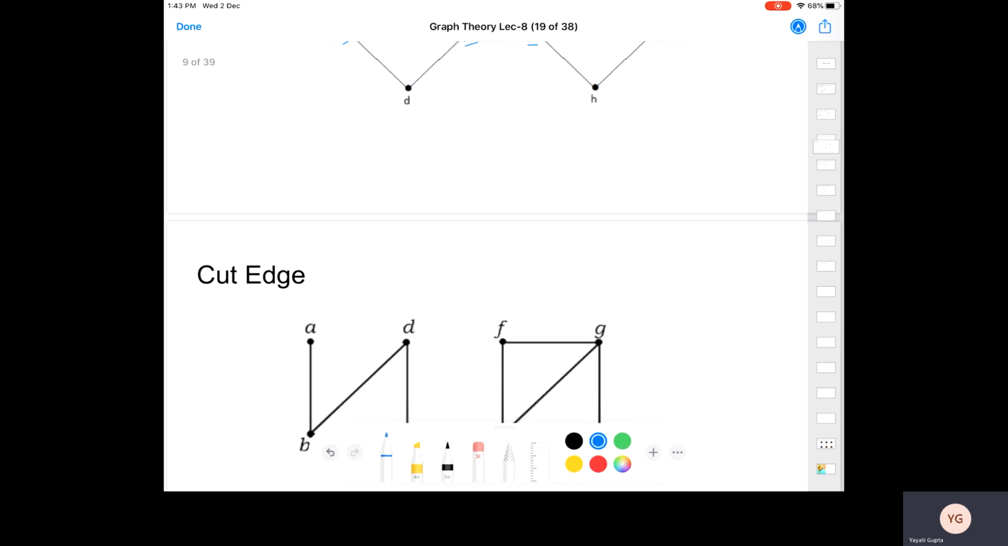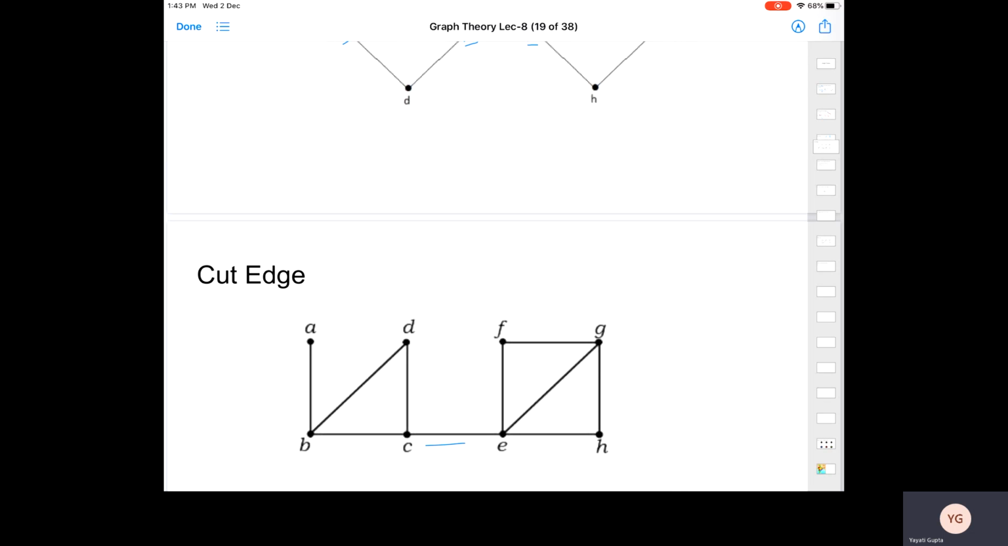Cut edge, again, is an edge whose deletion disconnects the graph. So in this particular graph, which is the cut edge? As we can see, definitely this edge CE here is the cut edge. If we delete CE, the graph becomes disconnected in two components. Do we have any more cut edges other than CE? Actually, we do. AB is also a cut edge.